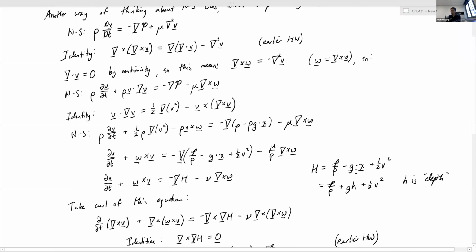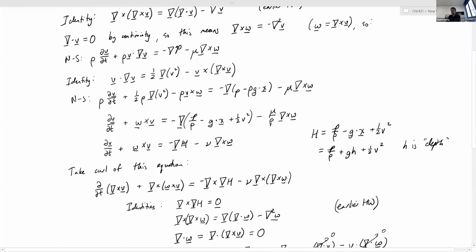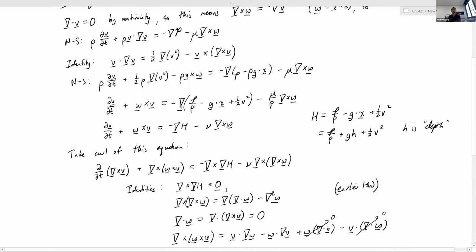So we got to this piece right here, pressure over rho minus GH plus 1/2 V squared. That was the H. And then once we took the curl of the equation, the curl of a gradient is always equal to 0. That was an identity that you guys derived in like homework 2 or something, right? And so mathematically, there's no way that pressure and gravity could actually influence vorticity because the curl of any effect from pressure and gravity has to equal 0.